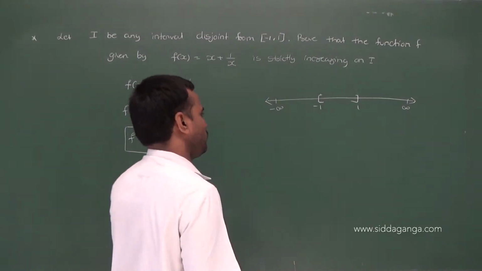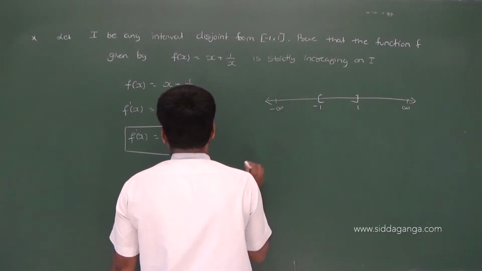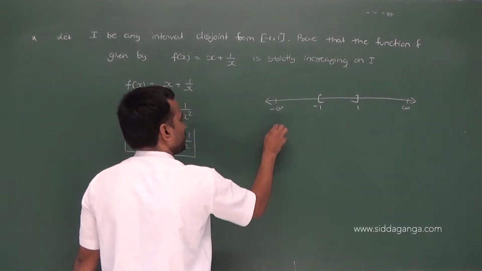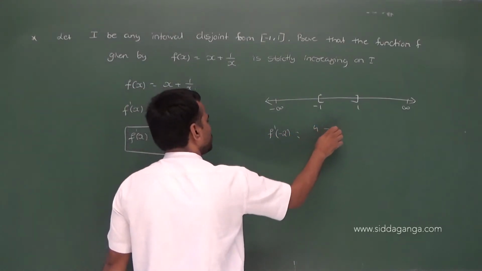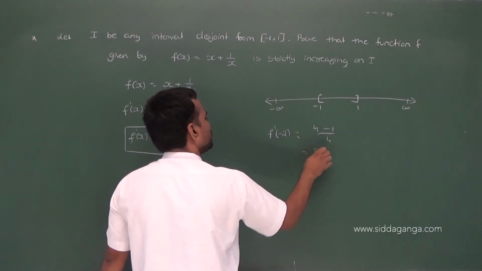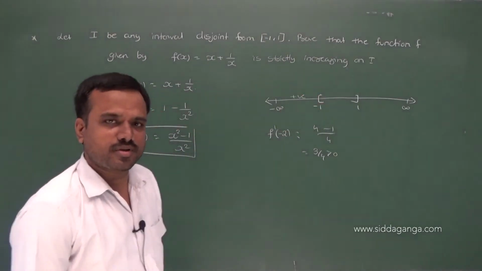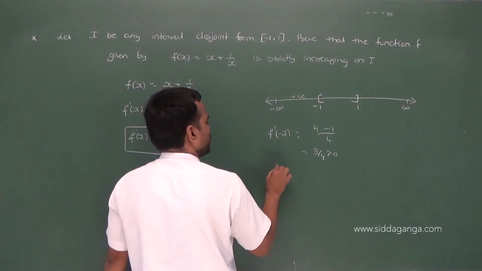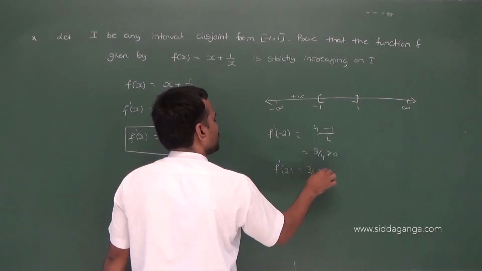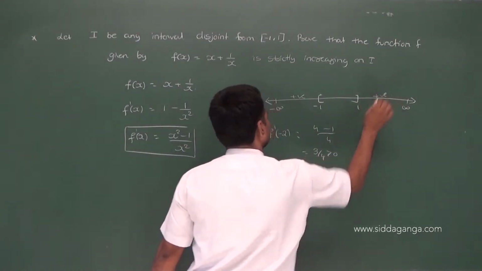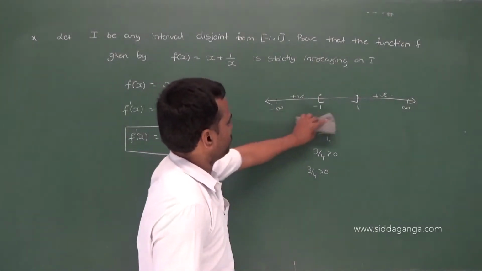For that, what do we do in this interval? I take -2. f dash of -2: -2 square is 4, minus 1, divided by 4. 3 by 4 is greater than 0. Positive. Correct now? f dash of 2 is also 3 by 4, greater than 0. Positive. Correct? We write the conclusion now. So here positive, here also positive.